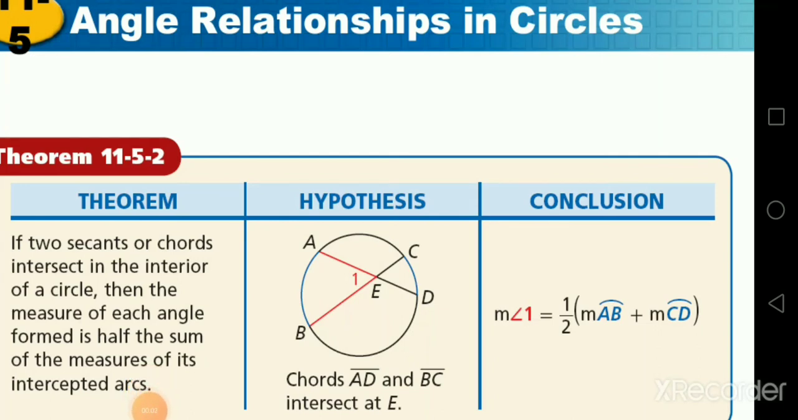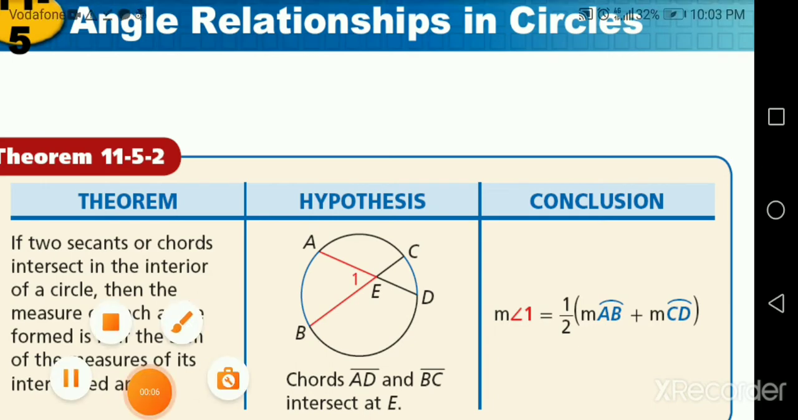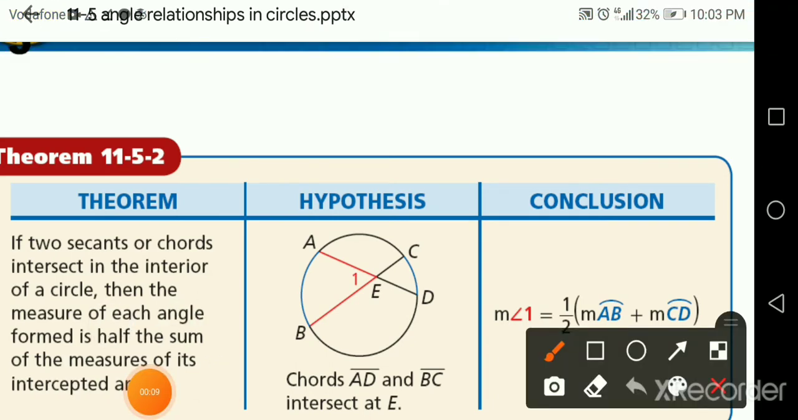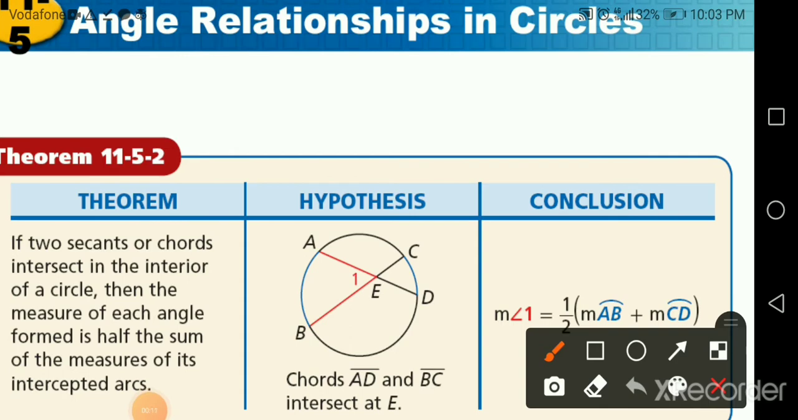I hope you're fine. Today we are going to talk about angle relationships in circles. So we are still here in chapter 11 about circles. If I have inside a circle two chords or two secants that intersect each other at a point inside the circle.